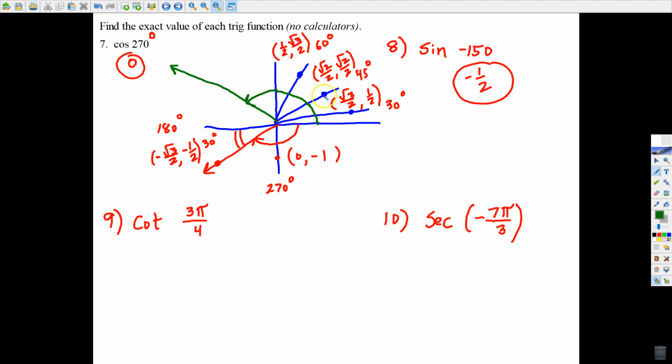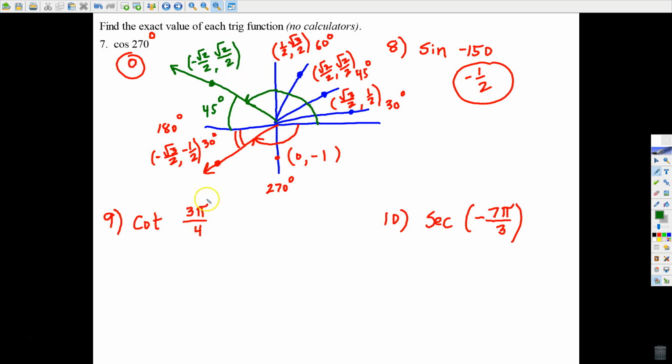So it's the 45-degree reference angle. I'm looking at the 45-degree angle over here in quadrant 1, but the sine's over here in quadrant 2. The x-coordinate will be negative, and the y-coordinate will be positive, which means for this angle, cosine is negative root 2 over 2, sine is positive root 2 over 2.